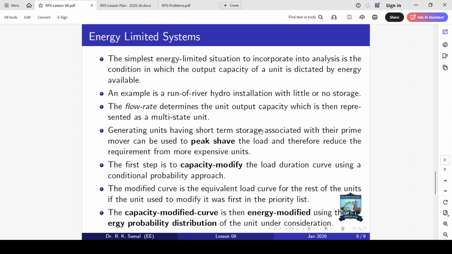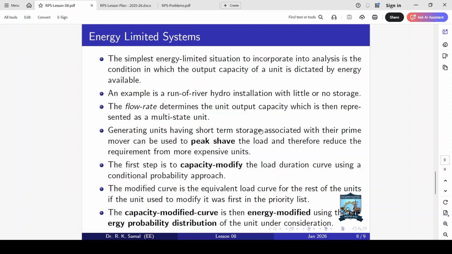Generating units having short-term storage associated with the prime mover can be used to peak shave the load and therefore reduce the requirement from the most expensive units, which can start very fast. The first step is to capacity modify the load duration curve using a conditional probability approach based on this peak shaving. The modified curve is the equivalent load curve for the rest of the units if the unit used to modify it was first in the priority list. The capacity modified curve is then energy modified using the energy probability distribution of the unit under consideration for energy limited systems like run of river hydro installations.